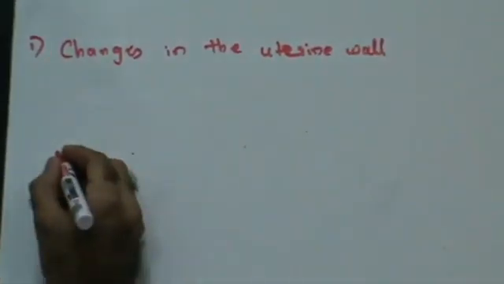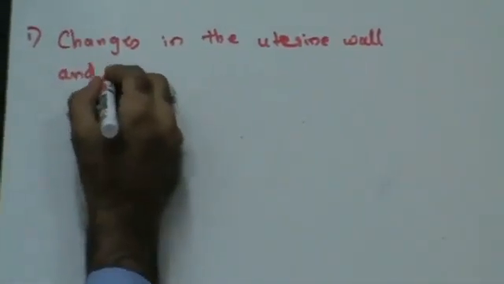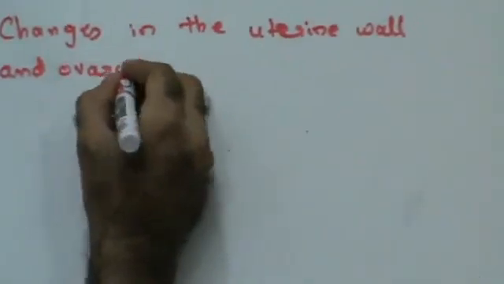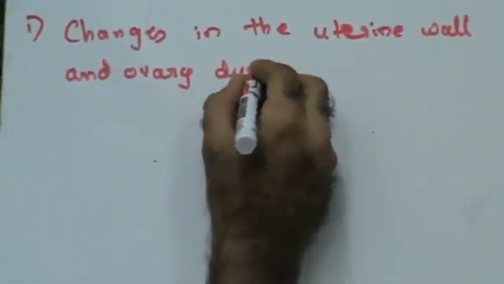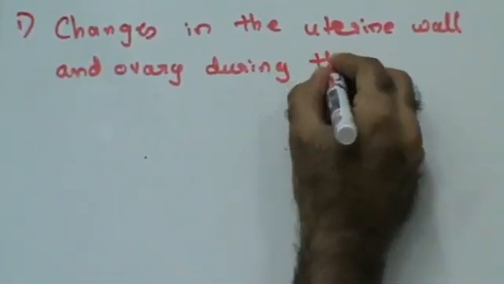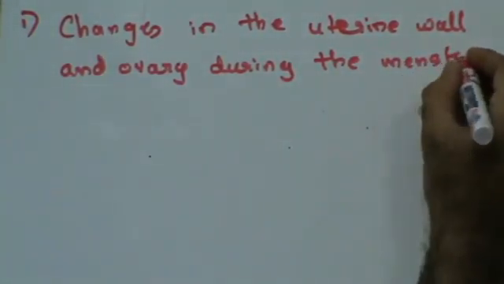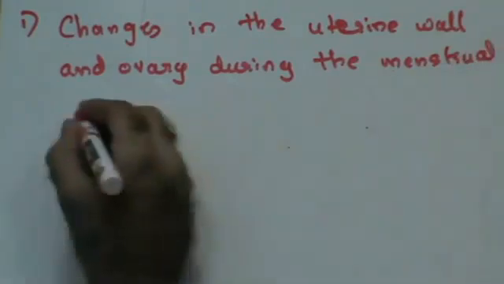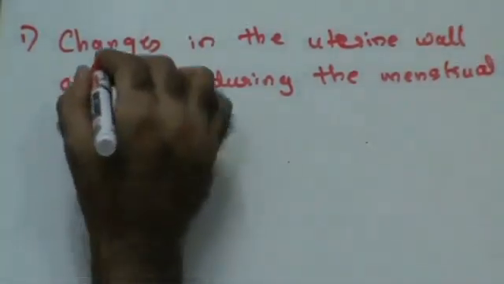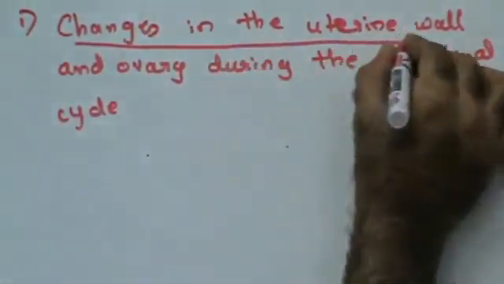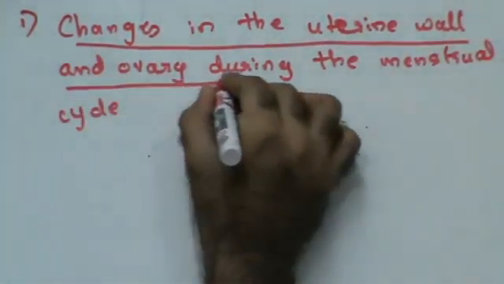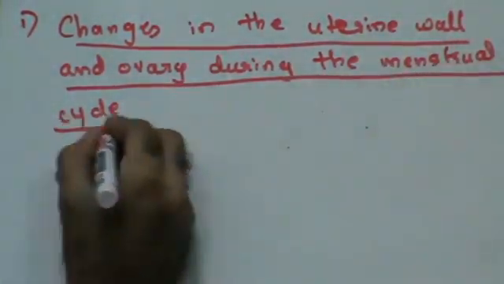The changes in the uterine wall and ovary during the menstrual cycle. What are the changes that occur in the uterine wall and the ovary during the menstrual cycle?